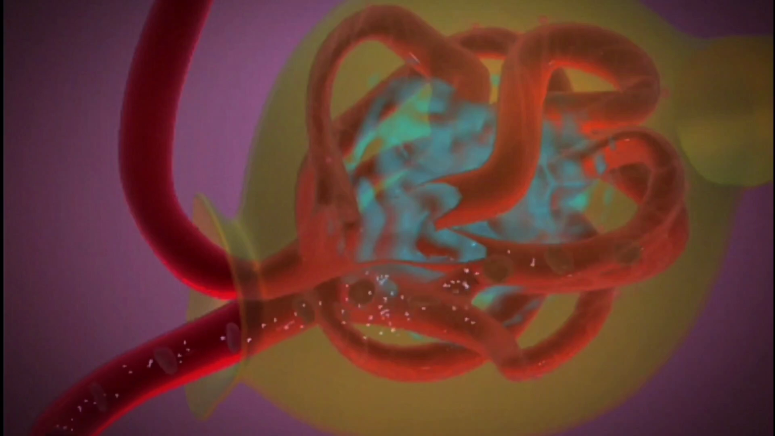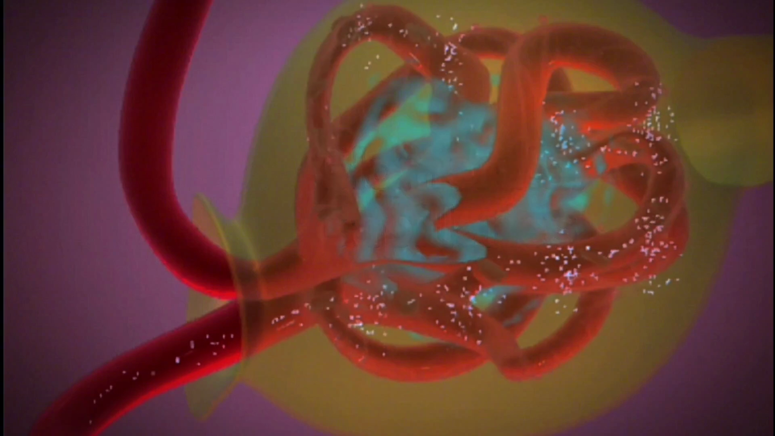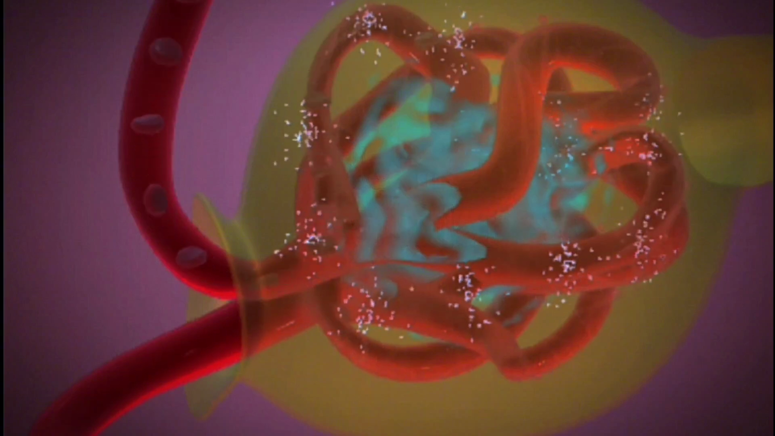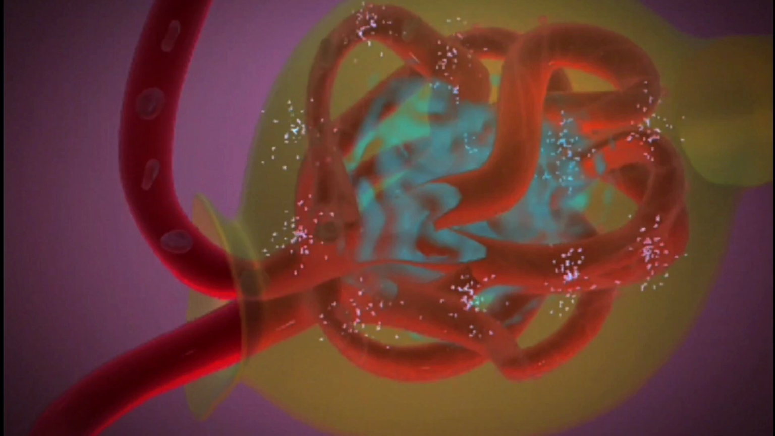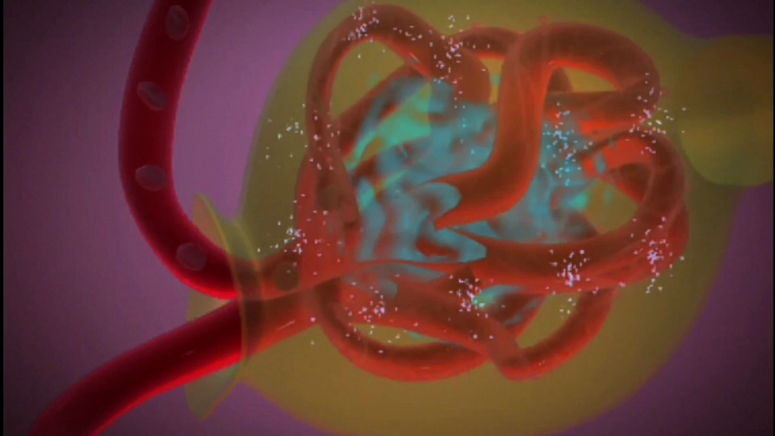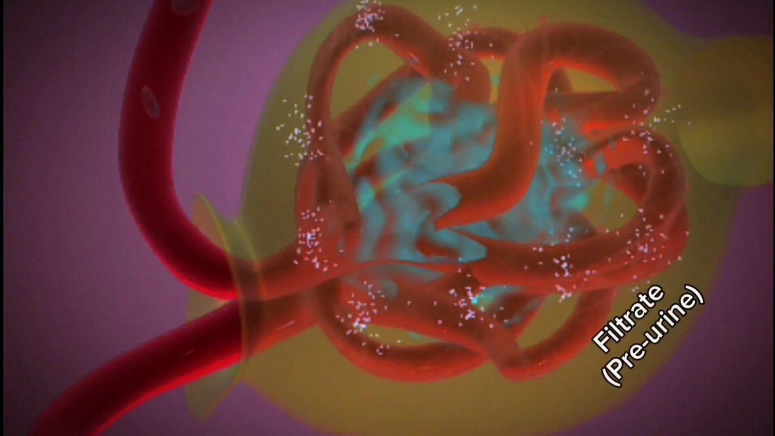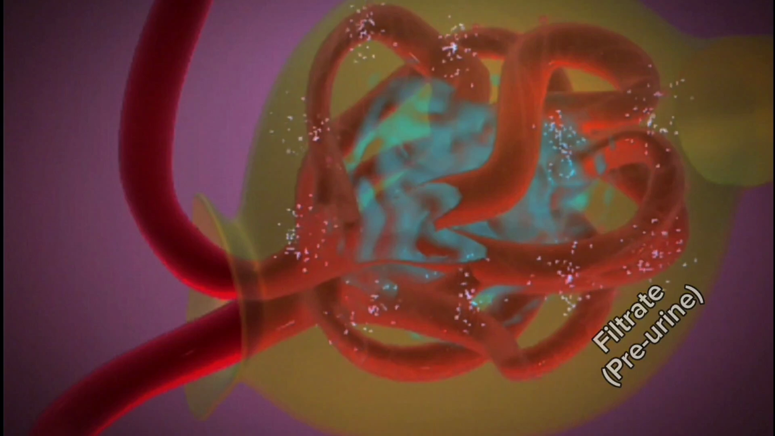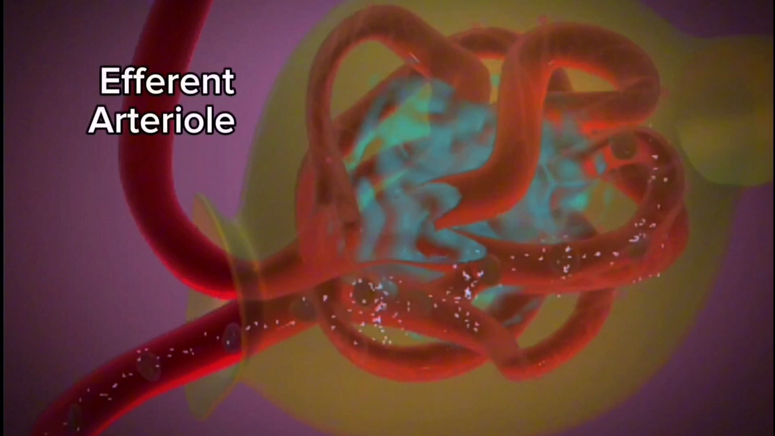So let's begin. Blood enters through the afferent arteriole and reaches a tight ball of capillaries called the glomerulus. Here is where the magic happens. Some substances in the blood get filtered through a specialized barrier and enter Bowman's capsule. The resulting fluid is called filtrate, or you could say pre-urine. But not everything gets filtered. Larger components like blood cells and certain proteins exit through the efferent arteriole instead.